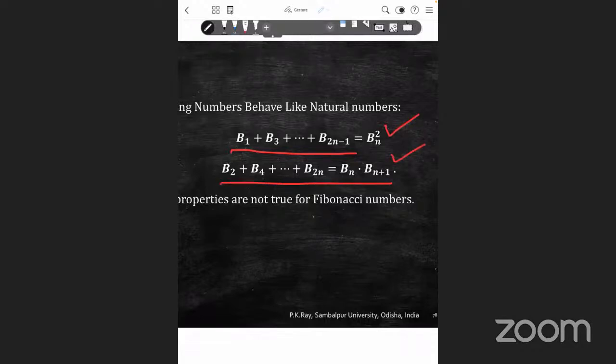Fibonacci numbers do not have this property. So these are some more beautiful properties than the Fibonacci sequence.